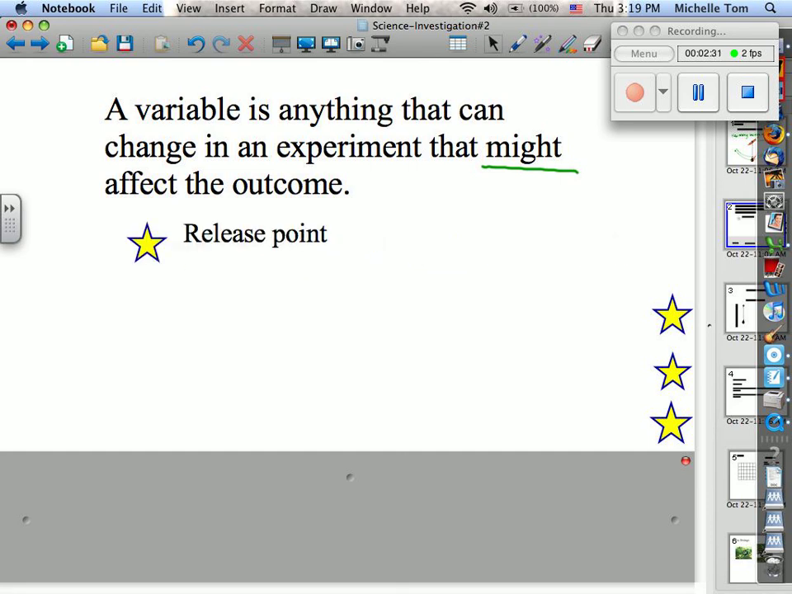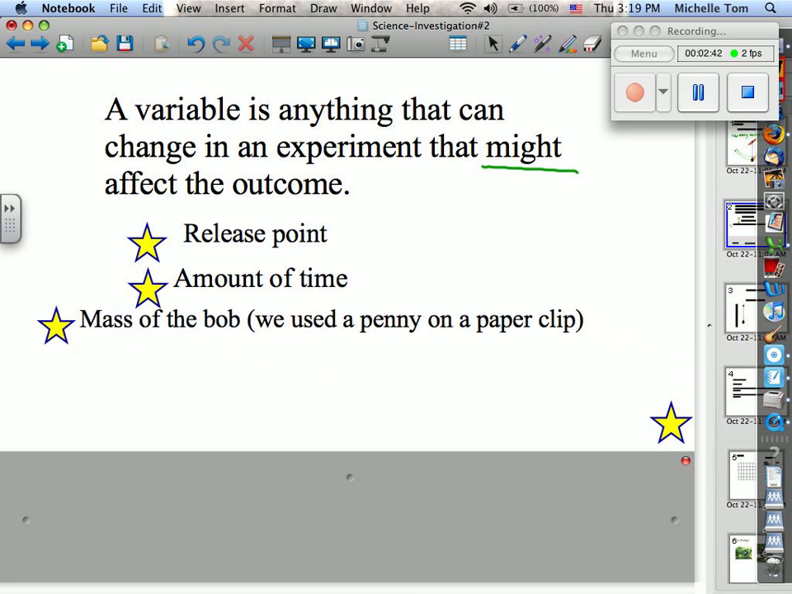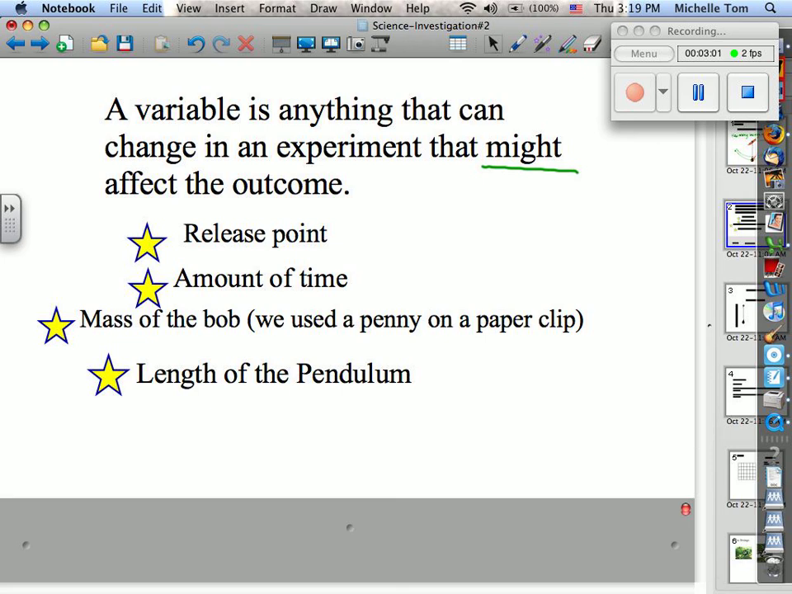Like I said before, the release point or position, the amount of time in which we counted the swings, in this case 15 seconds, the mass of the bob at the bottom of the pendulum, we used a penny and a paper clip, and then finally later on, we also looked at the length of the pendulum and how that affected the number of swings. Now, in our investigation, these four variables can be divided into different categories.